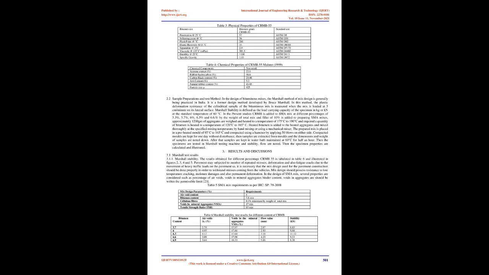In the present studies, crumb rubber with grade 55 is selected based on the climate condition in the southern part of India, IS 15462:2004, and the density of CRMB was found to be 1.11 gm/cm3. CRMB 55 was procured from Mangalore Refineries and Petrochemicals Limited, Mangalore, Karnataka, India.